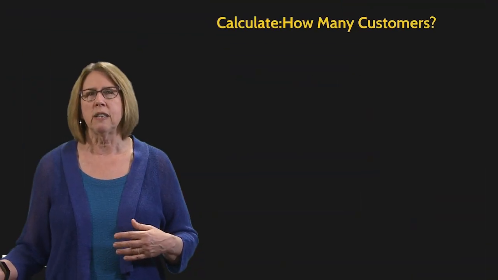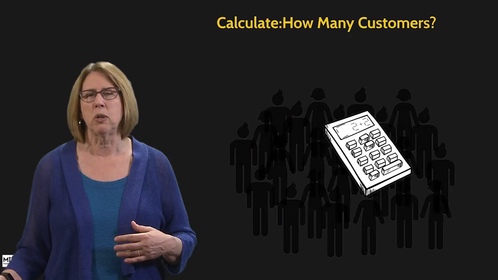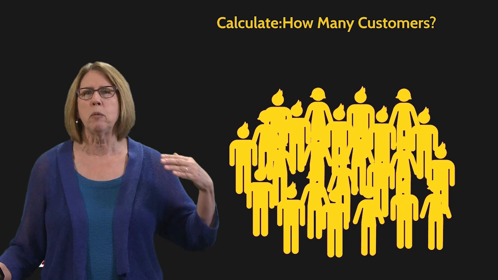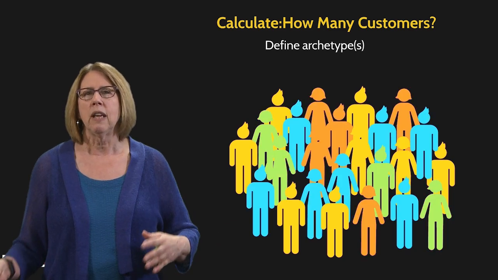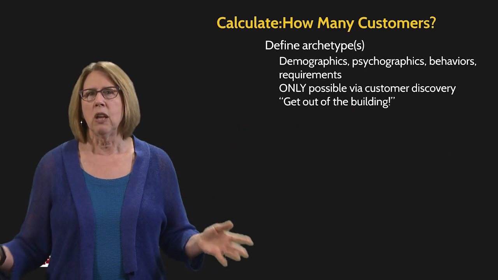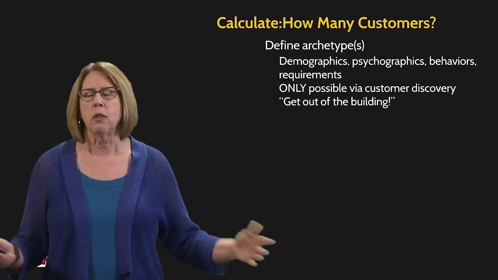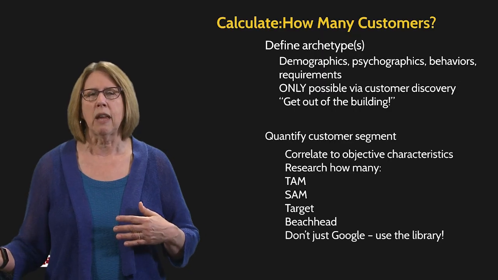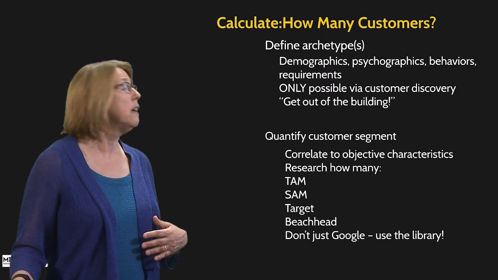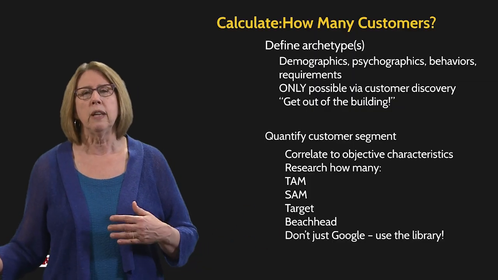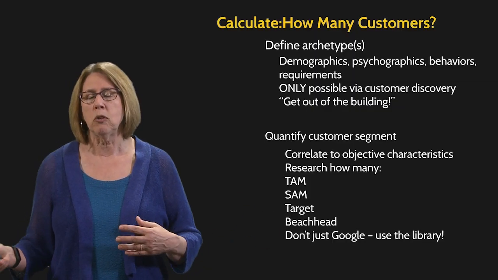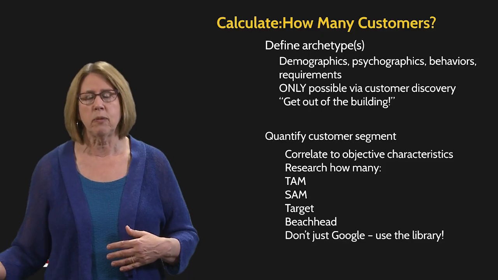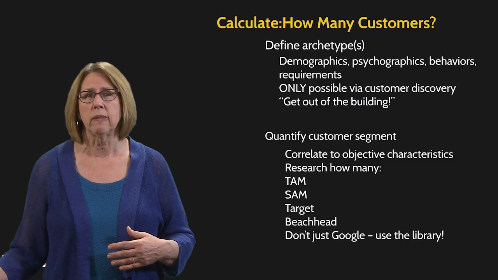Let's think about the pieces. First of all, calculating how many customers you have, again, across these 4 pieces, the total available market, the served available market, the target, and the beachhead. You know your customer archetypes. You've done that through your customer discovery, through getting out of the building. Now it's time to quantify that and researching it across these different levels. Again, working through industry databases. Don't just depend on Google, which is only the free information. The libraries can access the paid information, some of which can be very, very expensive.